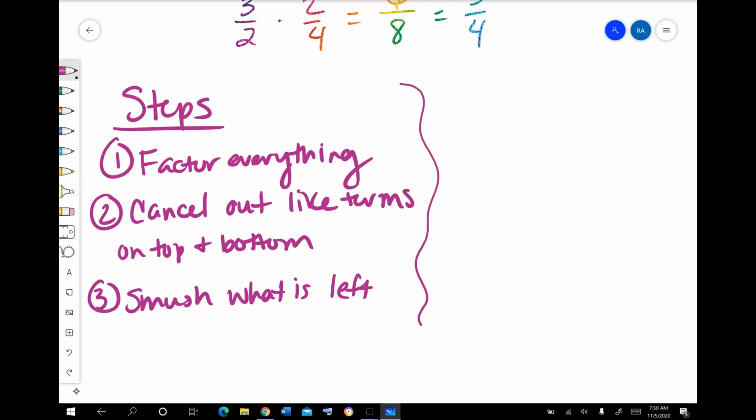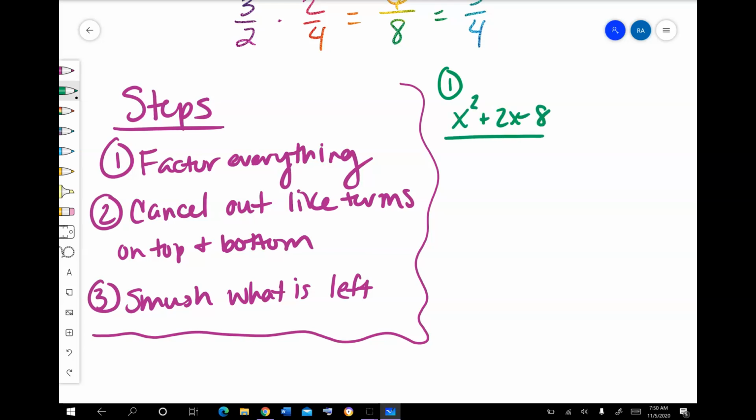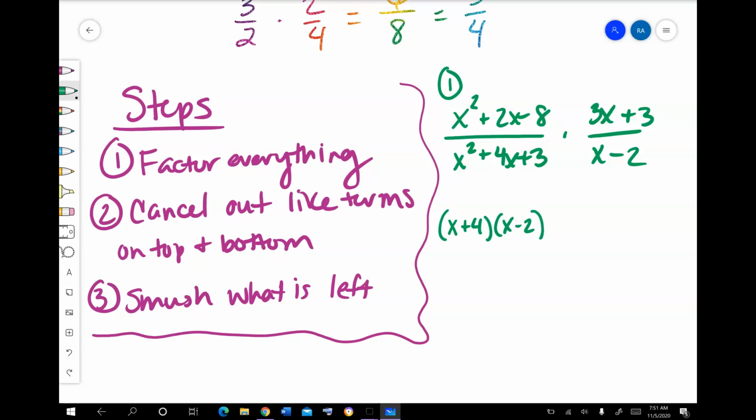All right, so let's do a problem with the steps in the picture. Okay, all right, so number 1 is going to be x squared plus 2x minus 8 all over x squared plus 4x plus 3 times 3x plus 3 over x minus 2. All right, so I need to factor everything. So the top is a trinomial. What multiplies to give me negative 8 and adds to give me 2? So that's going to be x plus 4 and x minus 2. Sorry. Had a brain fart there.